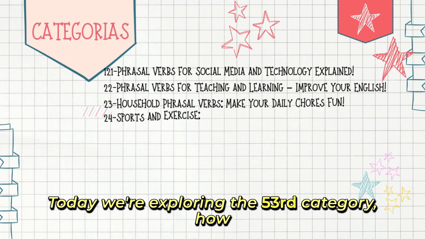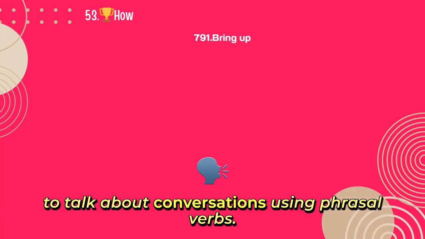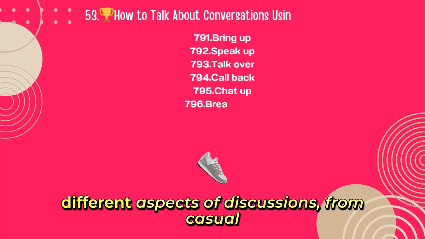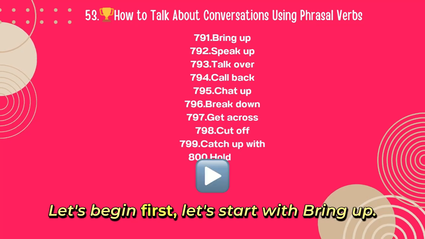Today, we're exploring the 53rd category, how to talk about conversations using phrasal verbs. These verbs are essential for describing different aspects of discussions, from casual chats to important dialogues. Let's begin. First, let's start with bring up.